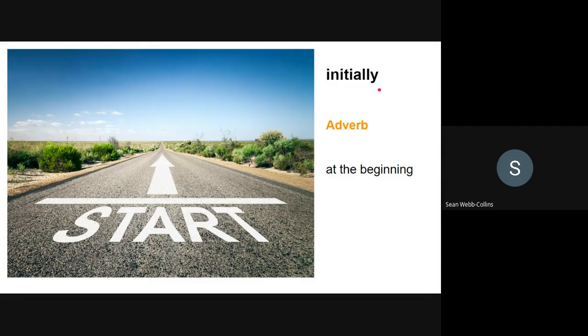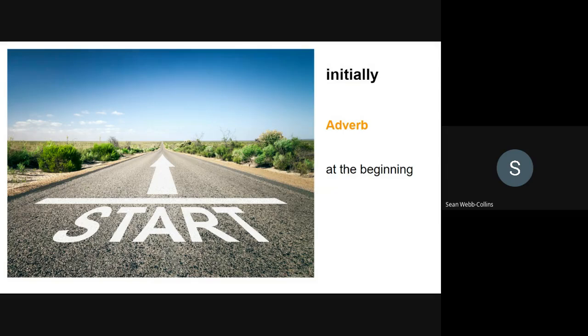Initially. Adverb, at the beginning. For example, initially, he thought the idea was crazy, but not anymore. Now he approves.